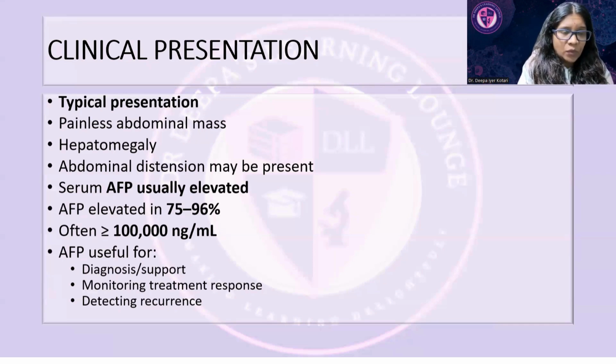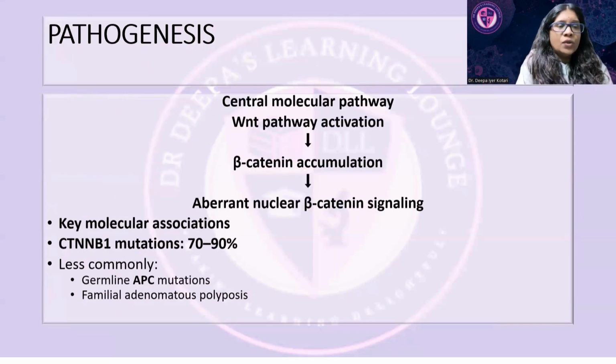abdominal mass. Okay. So if you look at the pathogenesis, the major molecular pathway involved in hepatoblastoma is the molecular alteration that involves CTNNB1, which encodes for the beta-catenin pathway. Approximately 90% of the hepatoblastomas are seen associated with the CTNNB1 mutation, and the consequence of this abnormality is the beta-catenin signaling defect and accumulation of beta-catenin in the nucleus.